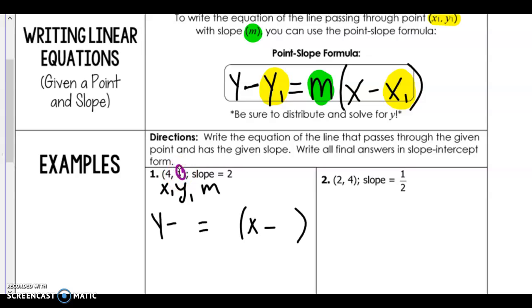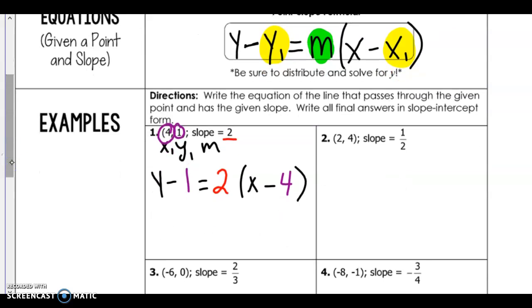So you want to start with that. In this case, my y1 is 1, so that's going to go in the front. Then y minus y1 equals your m. In this case, my m is 2. And then parentheses x minus my x1. In this case, that is 4. Okay, and in order to solve this, you need to start by distributing.